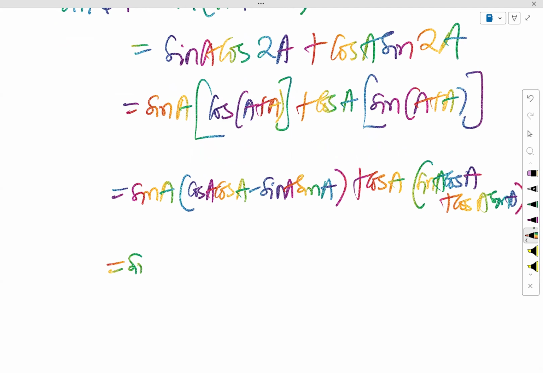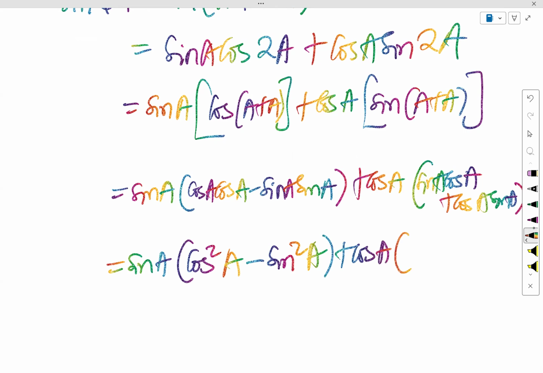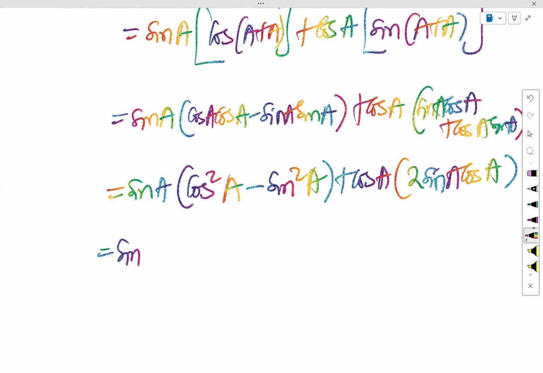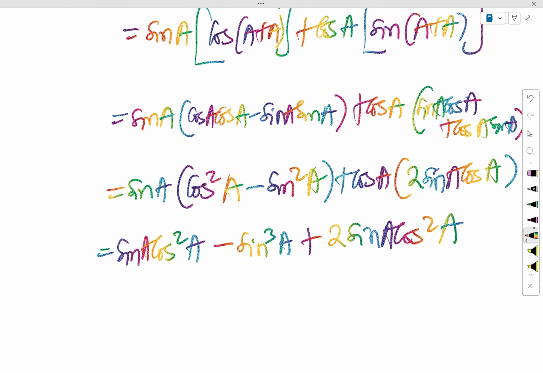And then we can tidy things up. So you have sine a into cos a is cos squared a. Sine a is minus sine squared a, plus cos a now into sine a cos a plus cos a sine a, which is 2 sine a cos a. Okay, so now we can expand. This is sine a cos squared a. Then the next one, sine a times sine squared a is sine cube a, plus cos a times 2 sine a cos a, that is 2 sine a cos squared a.